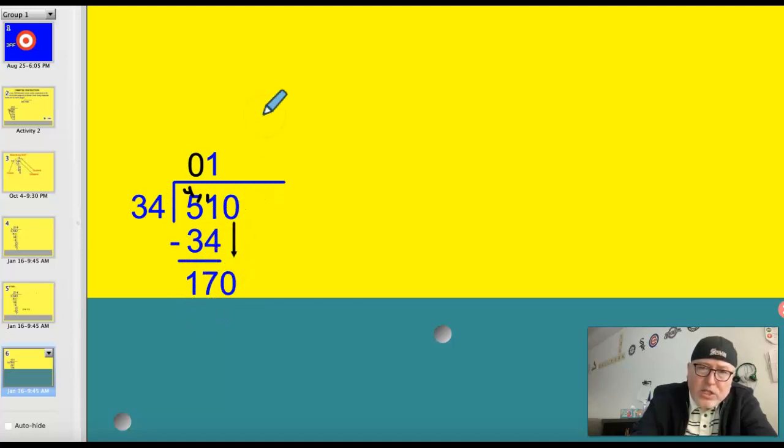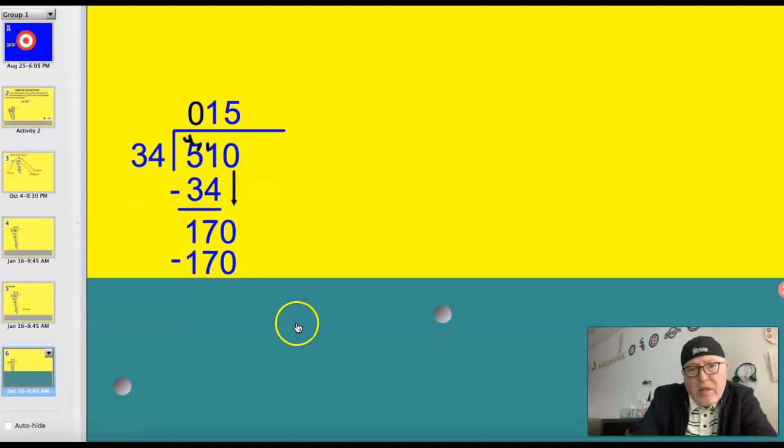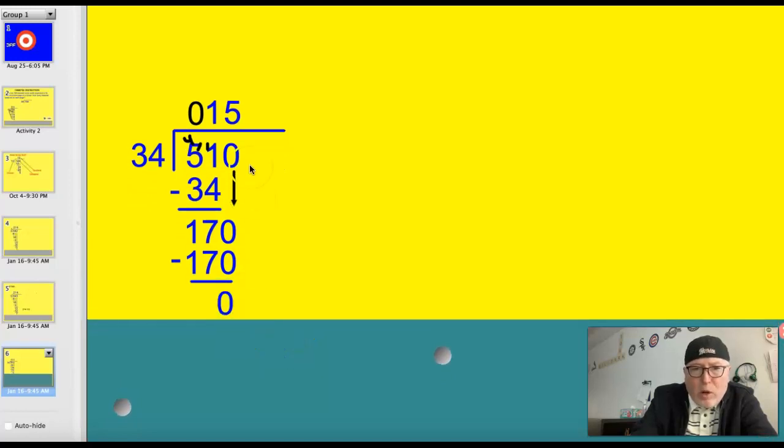So we bring down a 0. Does 34 fit into 170? Well, you have to go off to the side and make some quick figures there, but it goes in there 5 times. 5 times 34 is 170. So when we subtract that out, we have 0. Now we have nothing left to bring down, and this is our answer. Here's our quotient. Our answer is 15.